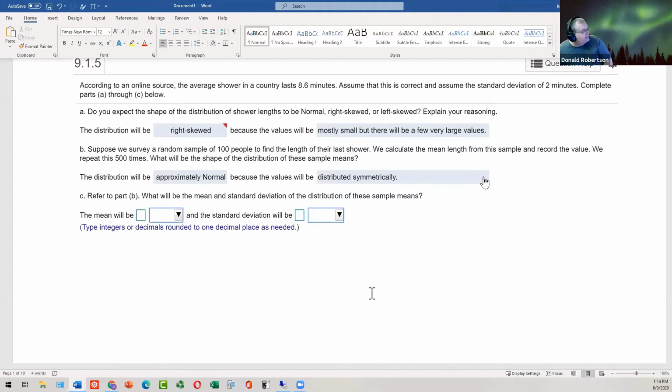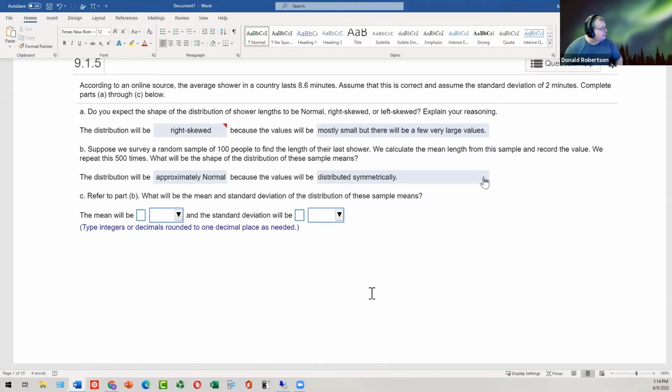Right. Okay, let's see what's going on here. According to number 5, I believe, according to the online source, the average shower in a country lasts 8.6 minutes. Assume that this is correct, and assume that the standard deviation is 2 minutes. Complete parts A through C.